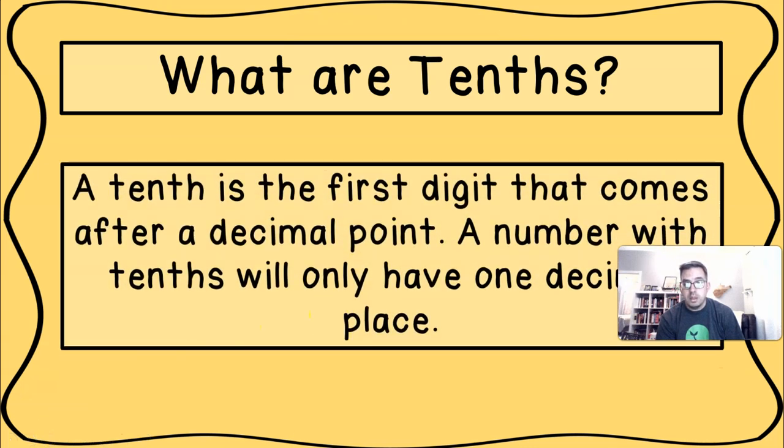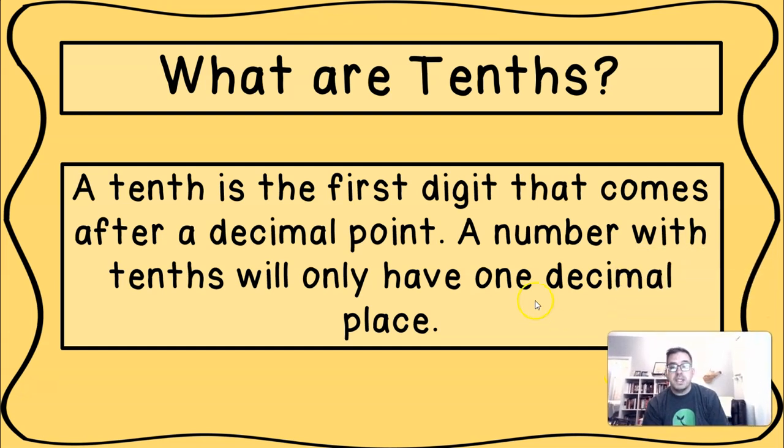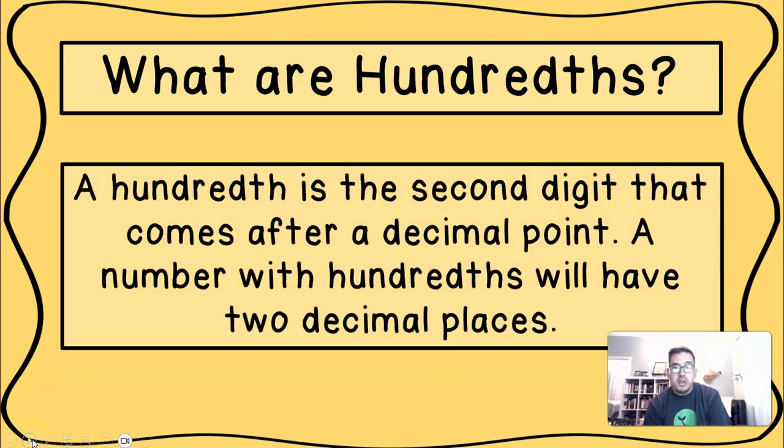As a review, a tenth is the first digit that comes after a decimal point. A number with tenths will only have one decimal place. We call it tenths because we take a whole number and chop it into 10 smaller pieces. A hundredth is the second digit that comes after a decimal point, and a number with hundredths will have two decimal places. We take a whole number, and we chop it into 100 smaller pieces.